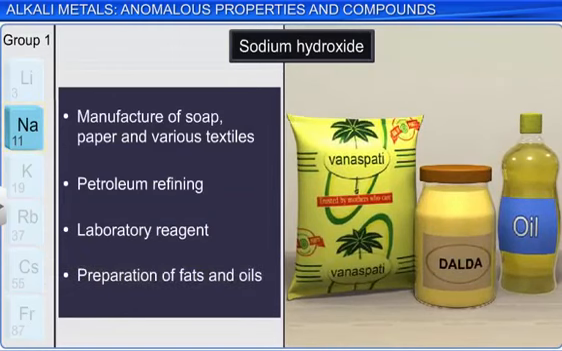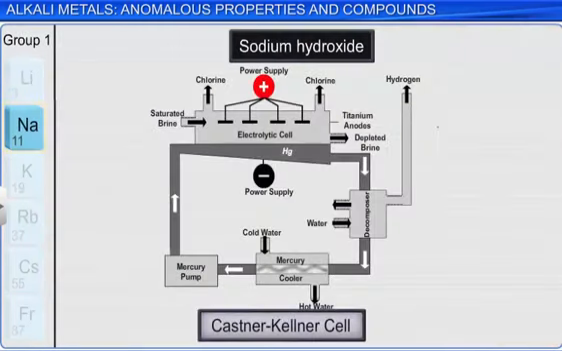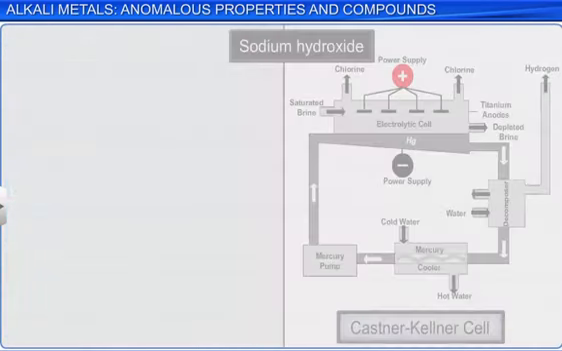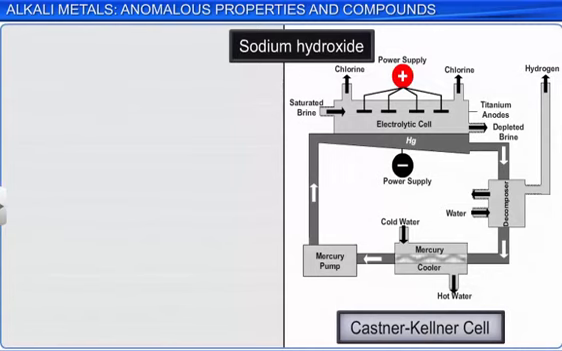Sodium hydroxide can be prepared by the electrolysis of brine solutions, that is, sodium chloride solutions, in the Castner-Kellner cell. A schematic diagram of this electrolytic cell is shown here. Recall that the cathode is where reduction occurs in an electrochemical cell. In the Castner-Kellner cell, mercury functions as the cathode.